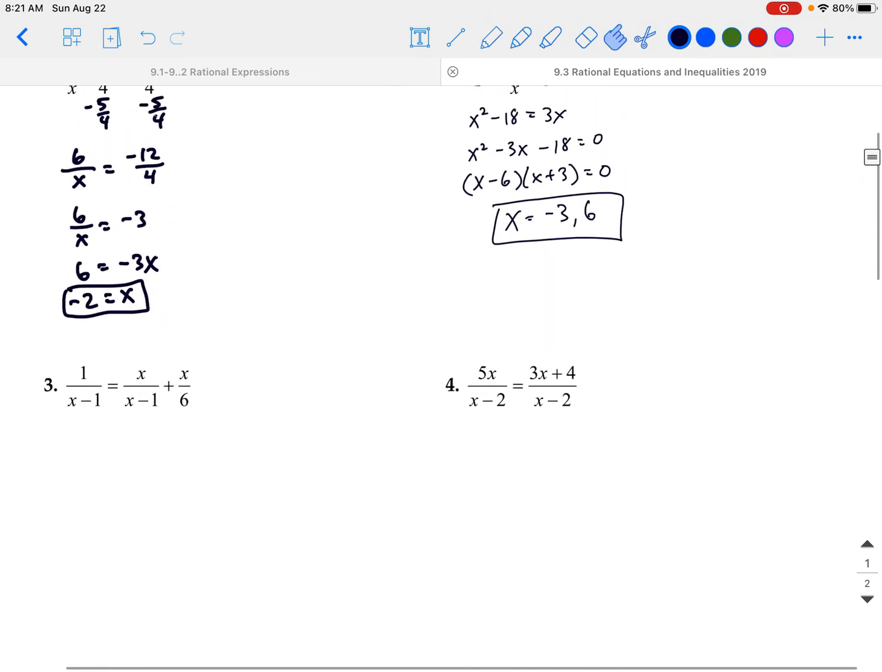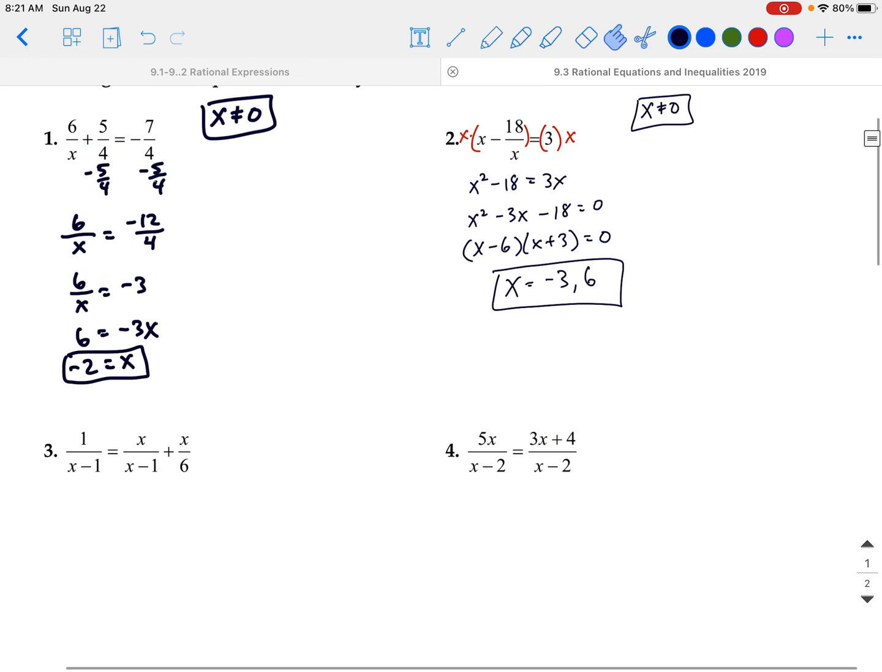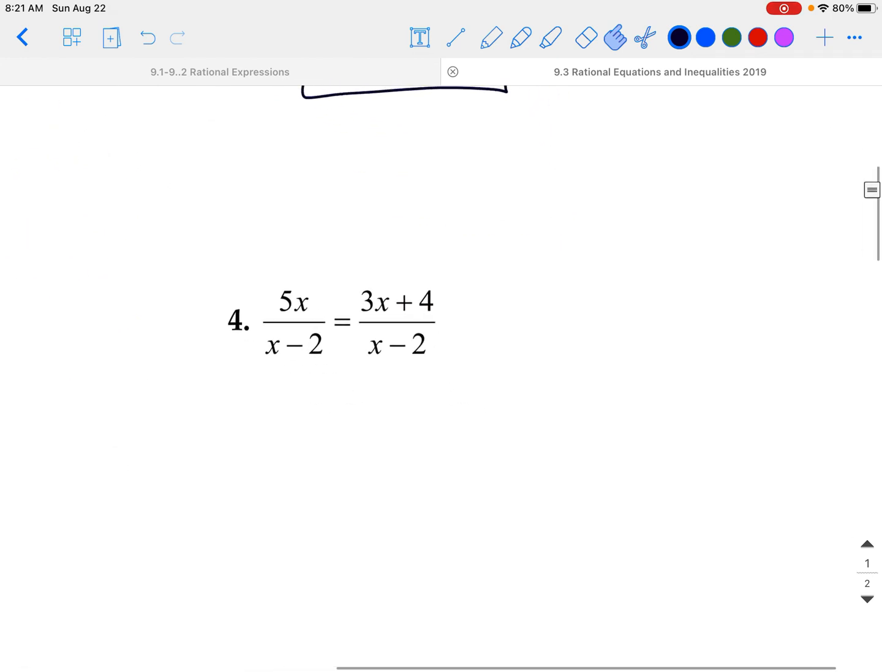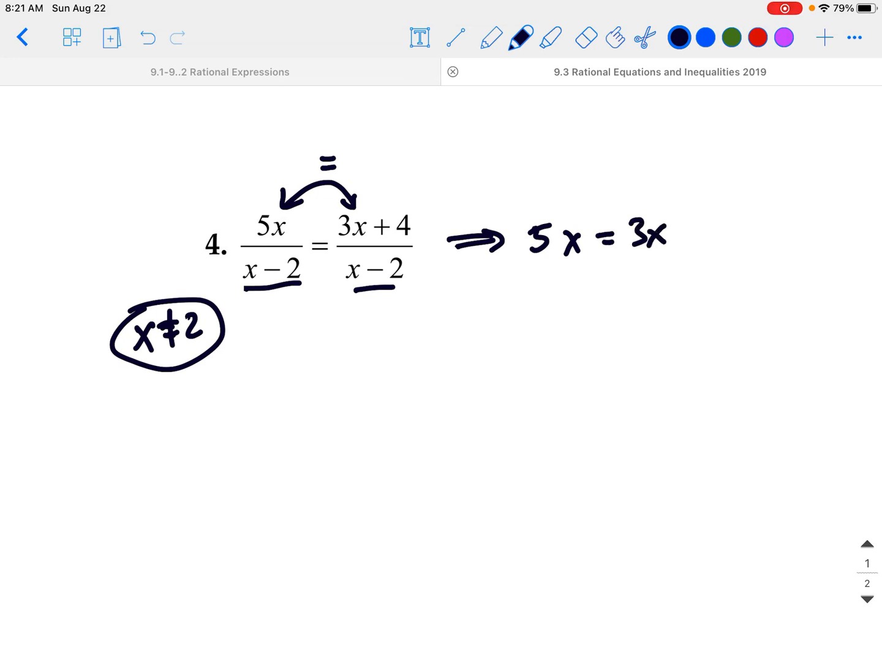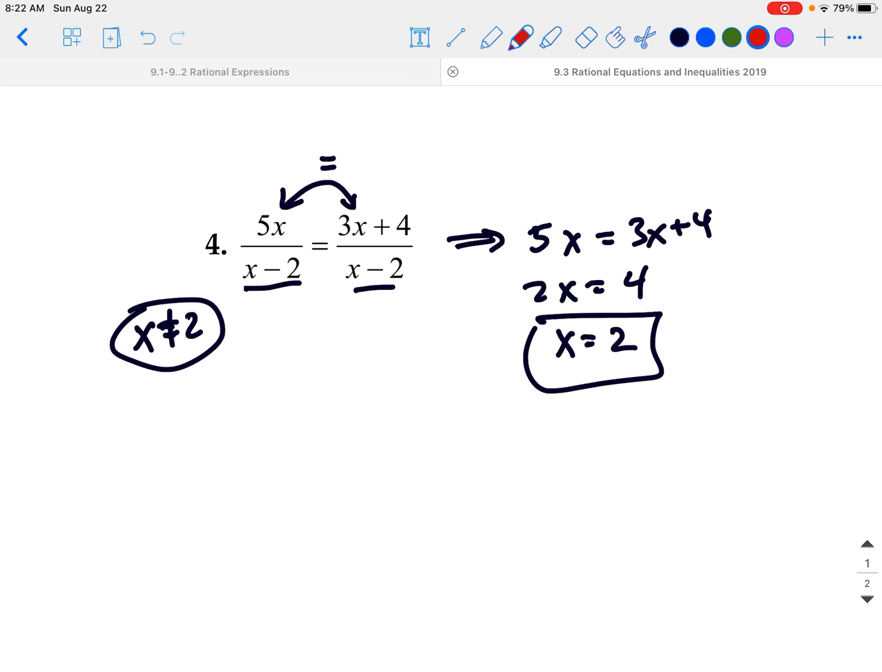So looking at number 3, 3 is very similar to number 1. Number 4, we've got a common denominator. So number 4 actually becomes really easy to solve. So we'll note x equals 2 is undefined. But if the denominators are the same, that means that the numerators are the same. So this just simply becomes 5x equals 3x plus 4, which means 2x is equal to 4. But that means that x is equal to 2. So that is our solution.